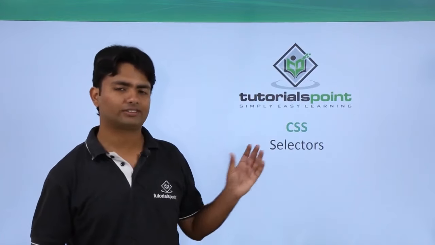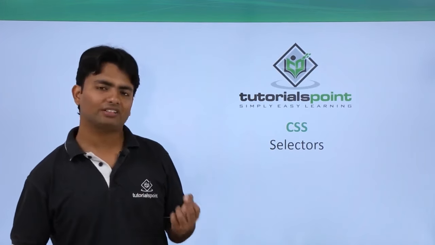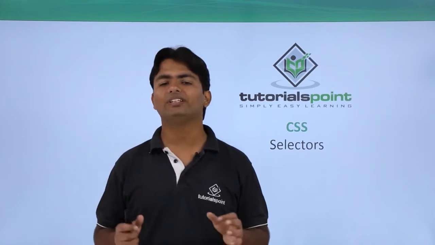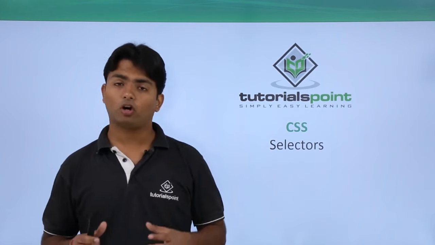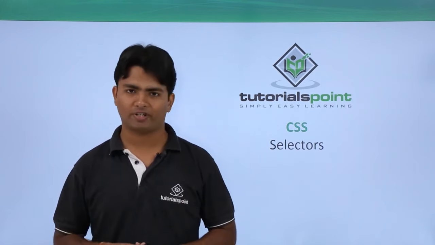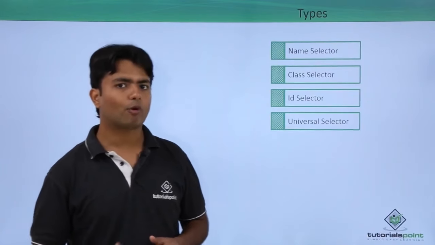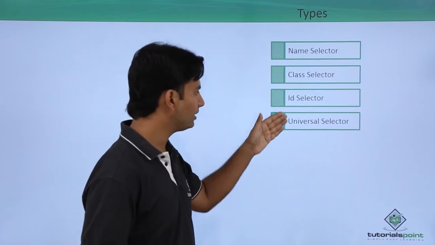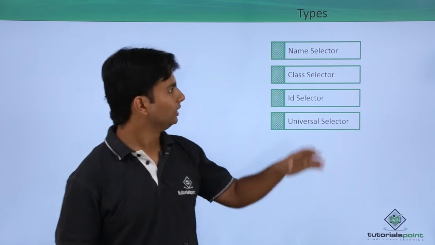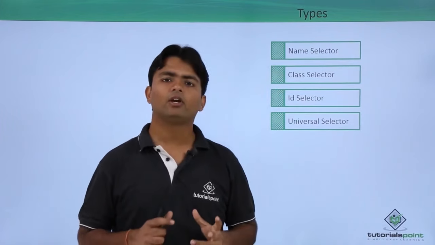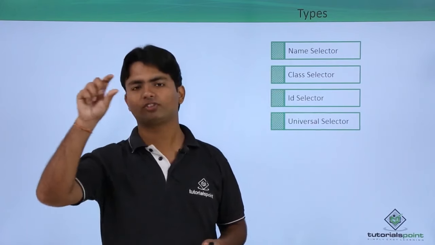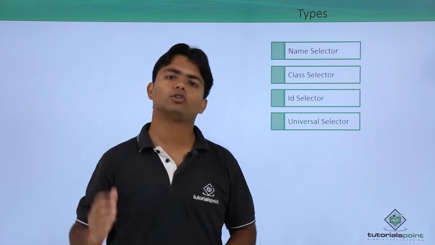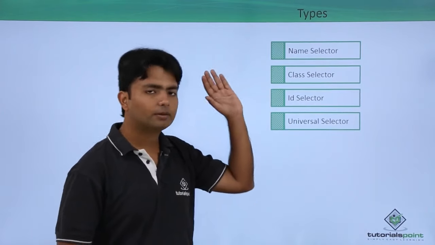We will talk about the selectors. Selectors are something which help us select a particular element or a particular portion of your web page. Here we have four kinds of basic selectors: name selector, class selector, ID selector and universal selector. The name selector is where you pass the name of the particular tag for which you want to apply the styles.